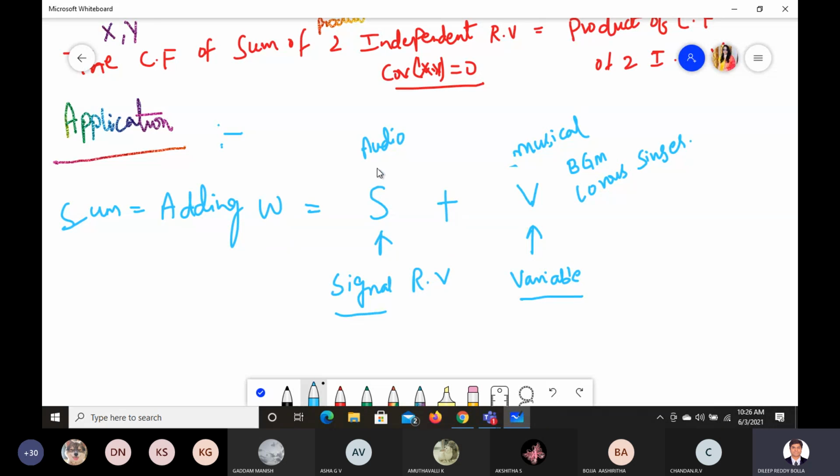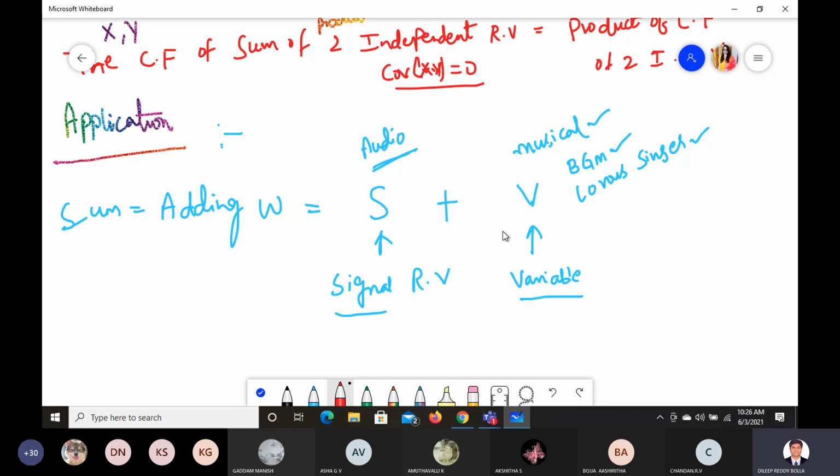Which means there is a lead singer here who has a signal. Along with that, we need to add the musical instruments, the background music, and the chorus. Anything else that has to be added also has to be added. Now the point here is, along with the audio we are able to listen to the music. It's all because of this addition of two independent random variables.